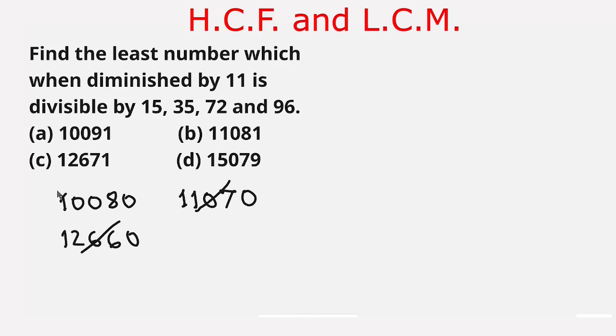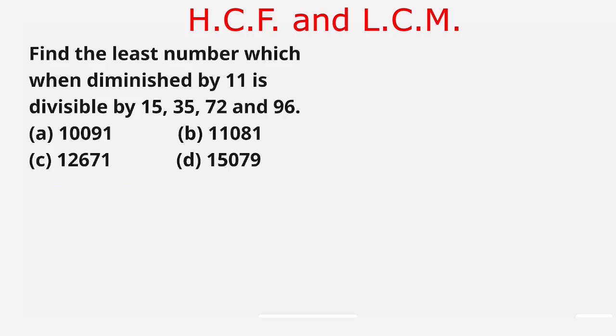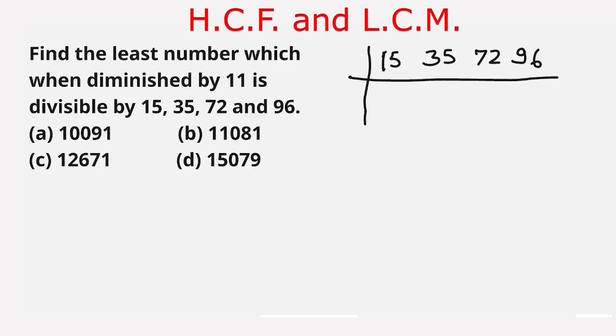Now I erase these numbers and we will solve it by the regular method. We write all the numbers 15, 35, 72, 96. On observing the numbers, 72 and 96 both are divisible by 24. So we directly divide them by 24. We write 15 as it is. We write 35 as it is. 24 divides 72 for 3 times and 96 for 4 times. Now 15 and 3 are divisible by 3. So we divide these by 3.